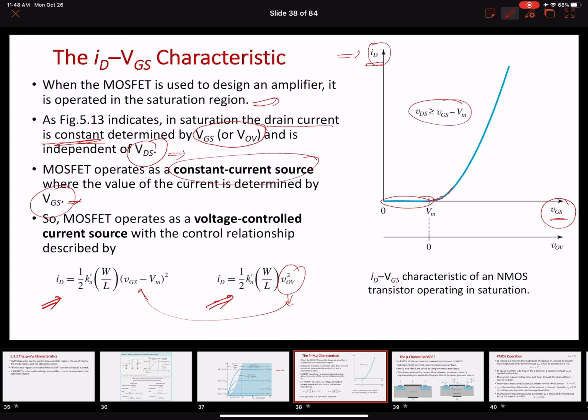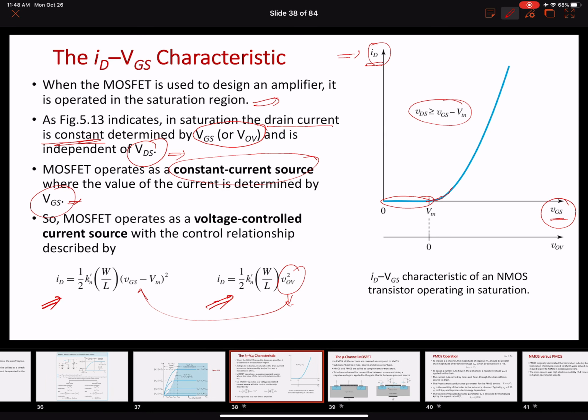Okay, so with that, this operation of the transistor as a voltage controlled current source is an important concept, and I hope you will understand that. This concept is going to come in handy, and we will discuss it again and again in much more detail when we talk about MOS amplifiers starting next week.